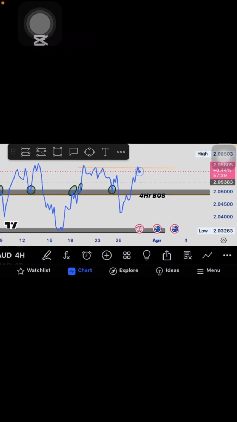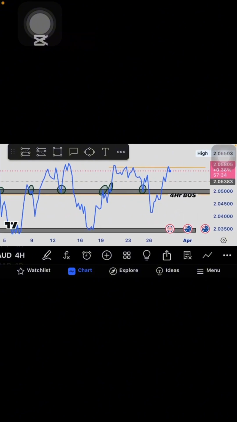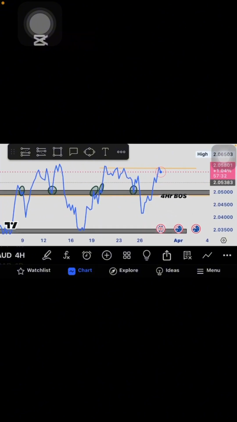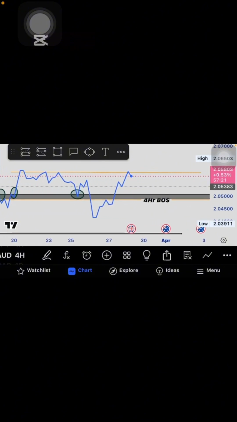So my area of interest aligns with the 4-hour breakup structure, which I would love the market to come back to retest. And the 4-hour breakup structure is also in alignment with the area of interest. We also support it with our Fibonacci level. So let's go to the candlestick here. I'll support it with my Fib retracement level to see what I have there.